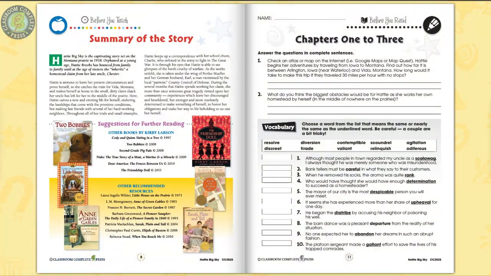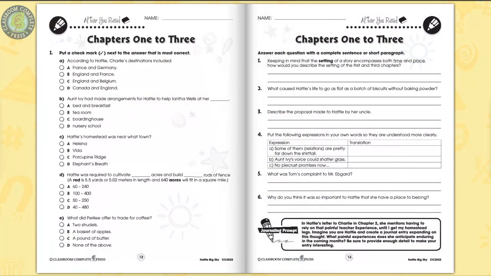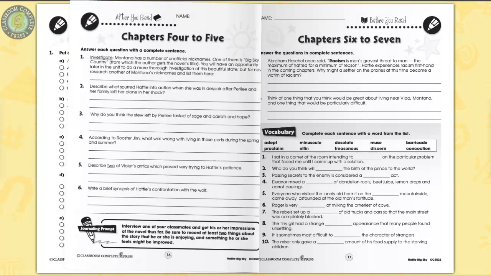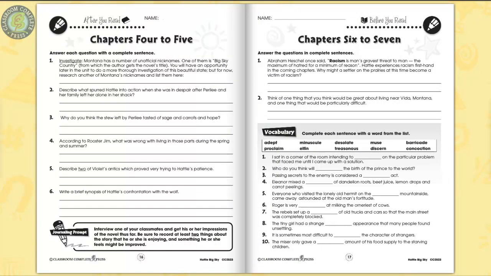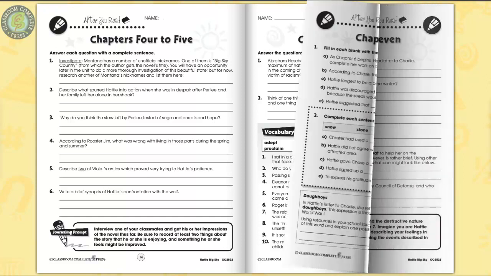Identify the biggest obstacles for Hattie as she works on her homestead alone. Students translate common expressions used in the novel into their own words. Do some investigation into the state of Montana, including by what nicknames this state is known.